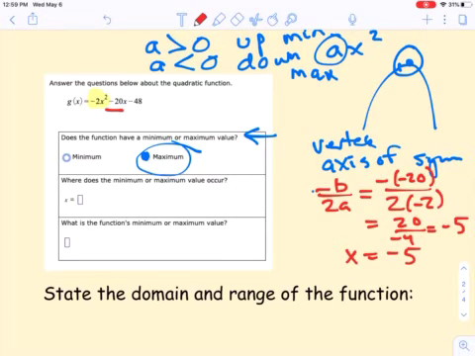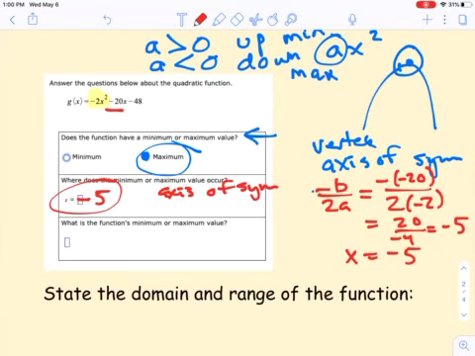All right, it says, where does the minimum or maximum value occur? So they're looking for your axis of symmetry for this question right here. So that would be x equals negative 5. So this one is all done.